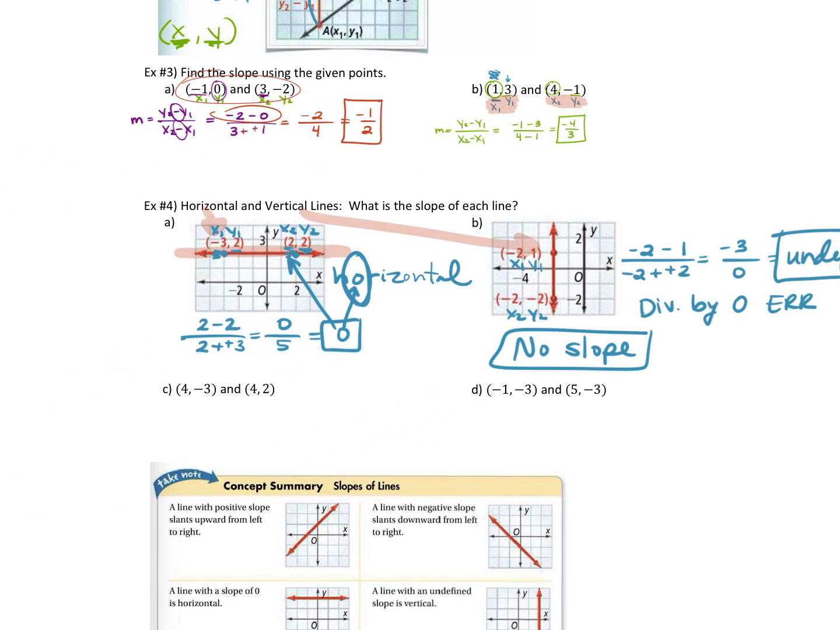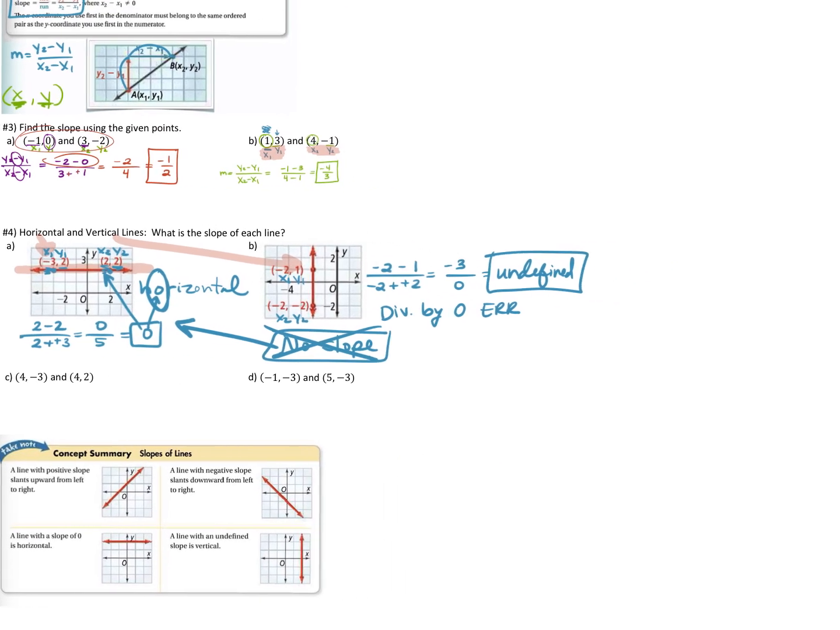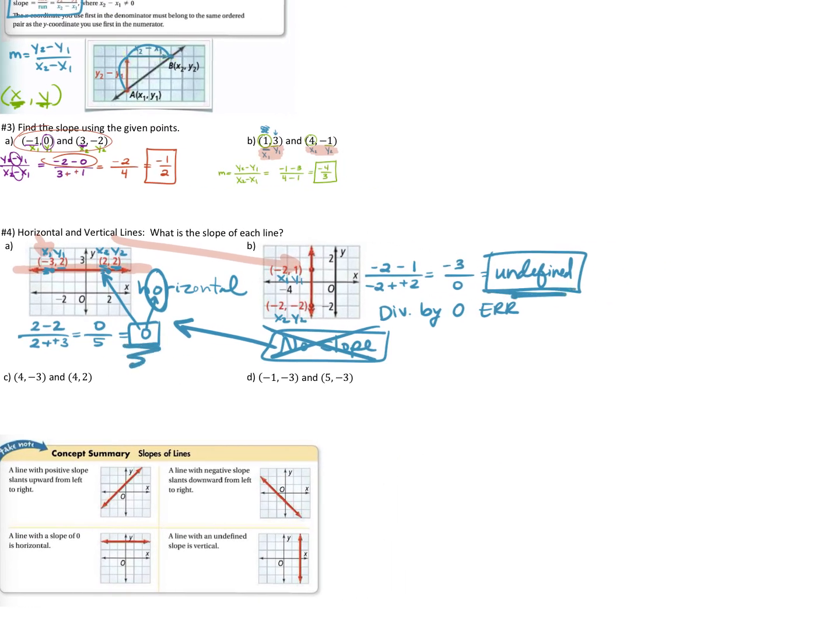Here's the thing though. People are tempted to call this no slope. This is a 0 slope. 0 slope and no slope are not the same thing. So I don't love the no slope. I would prefer you call this one 0 and you call this one undefined. That just helps you keep them a little more straight, which one's which. But if you say no slope, that's okay. This is no slope or an undefined slope, okay?